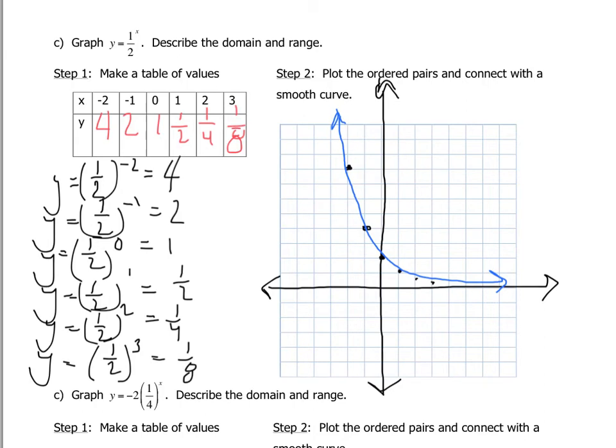So again, when we talk about looking at our domain and our range, the domain is going to be all real numbers, and the range, just like we did in that first example, is going to be y's greater than 0, because we see y values that are greater than 0. We will never see them at 0 or below for this function.